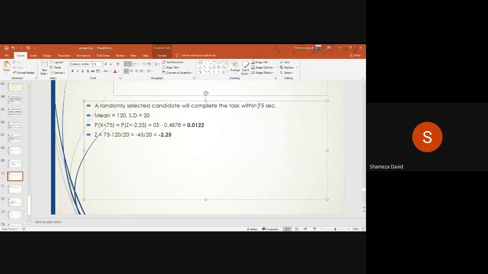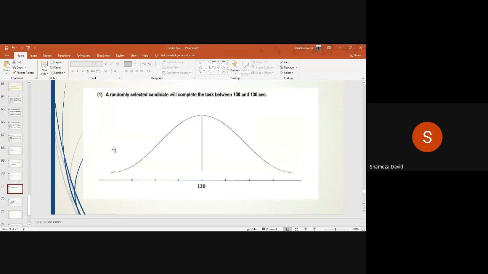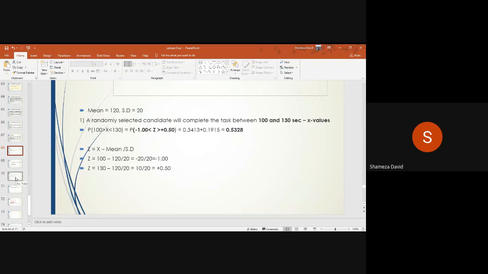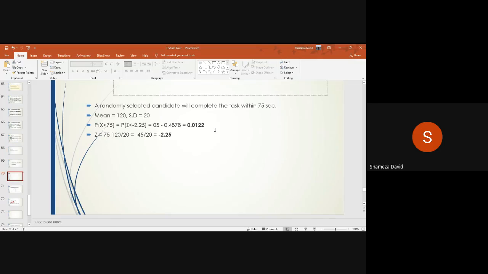And to find the area to the left of that value, we would have to take away the area between 0 and the value of negative 2.25. We found that to be 0.4878, and this entire half is 0.5. So if you take away the 0.4878 from the 0.5, you will be left with this small value that we just found of 0.013.